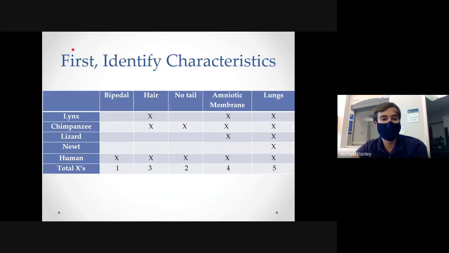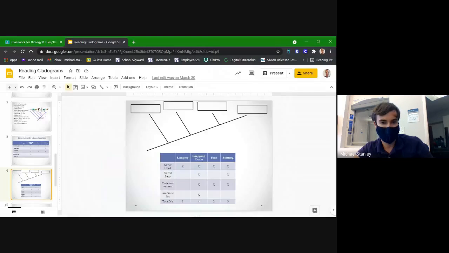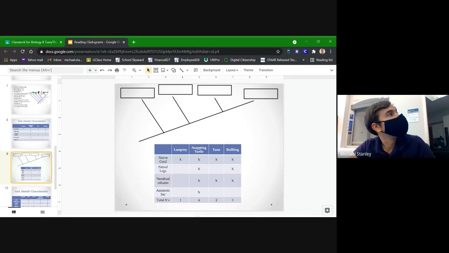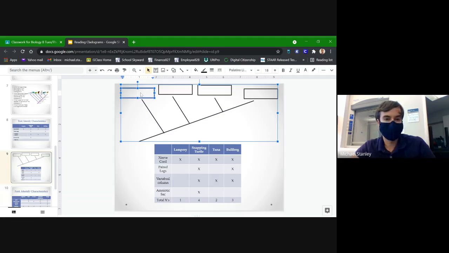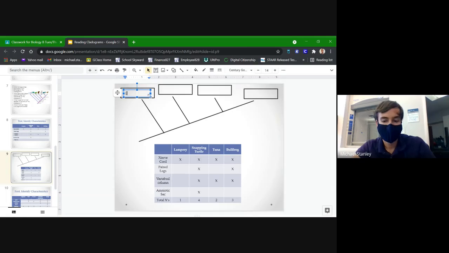So lamprey is going to go in our first box right there. And I actually thought I had it written in there, but it looks like I don't. But I might be able to write it in here. Oh, I forgot. There's a weird way you have to do it in here. There we go. All right. Lamprey is our first organism, the least similar.